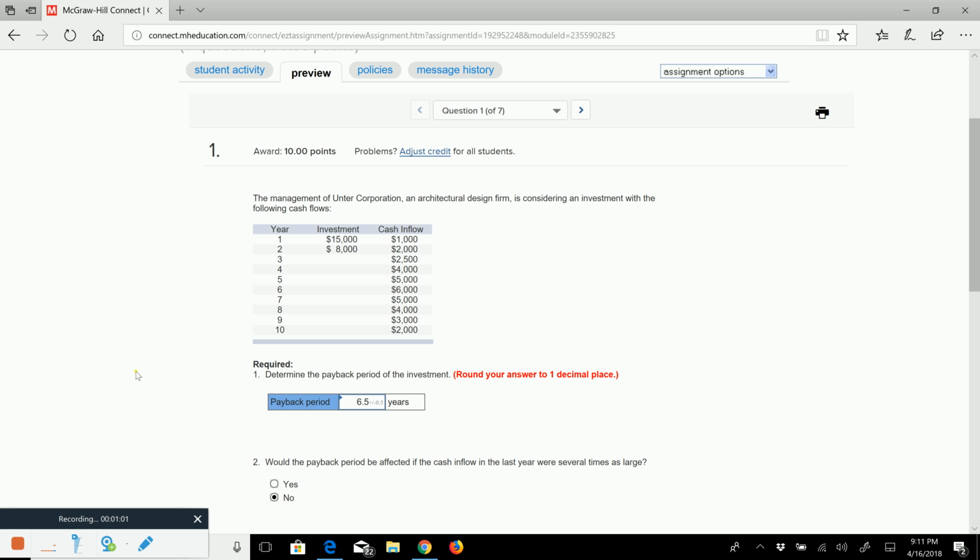Okay, so let's take a look at this first homework example. We have a company called Unter Corporation. They are considering an investment with the following cash flows. In year one, they would have to make an upfront investment, which is a cash outflow of $15,000. And in year one, they're only going to get $1,000 back as a cash inflow. In year two, they are to make another cash outflow of $8,000, but they expect $2,000 back as a cash inflow.